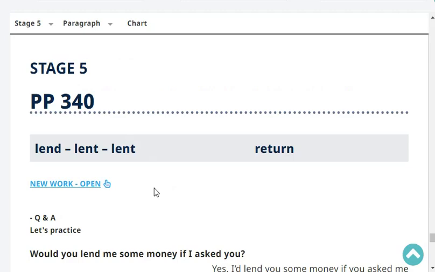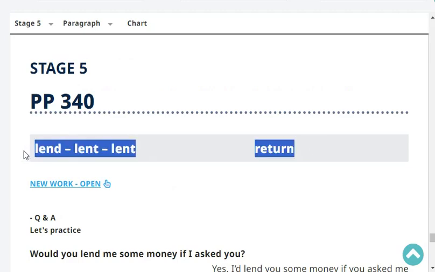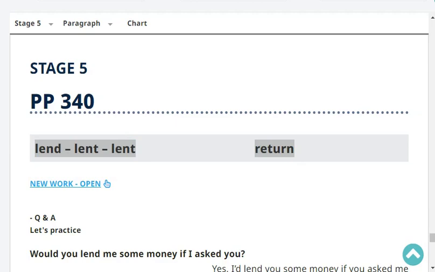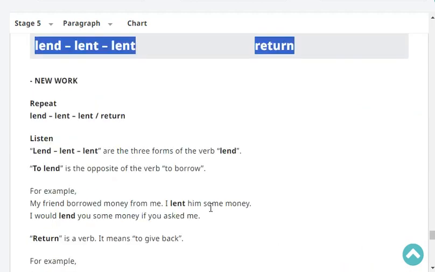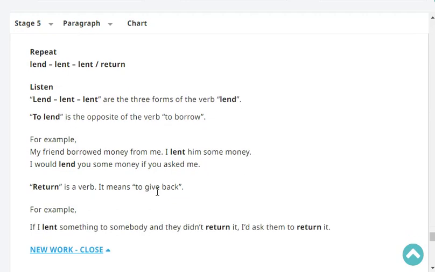Okay, next repeat. Lend, lend, lend. Return. Very good. Okay, listen. Lend, lent, lent are the three forms of the verb lend. To lend is the opposite of the verb to borrow. For example, my friend borrowed money from me, so I lent him some money. I would lend you some money if you ask me.